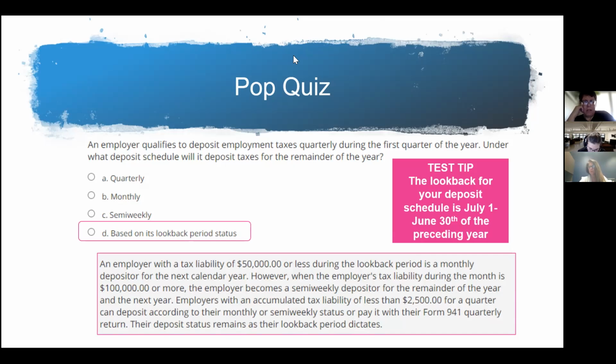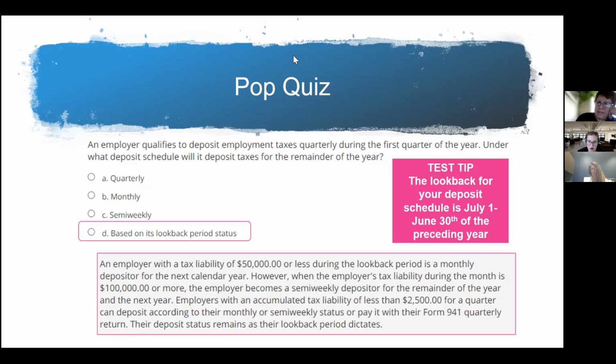Employers with an accumulated tax liability of less than $2,500 for the quarter can deposit for the quarter according to their monthly or semi-weekly status, or pay it with their 941 quarterly return. Their status does remain as their look back period dictates.